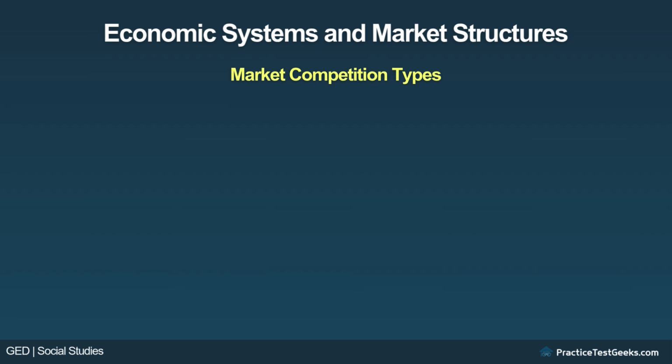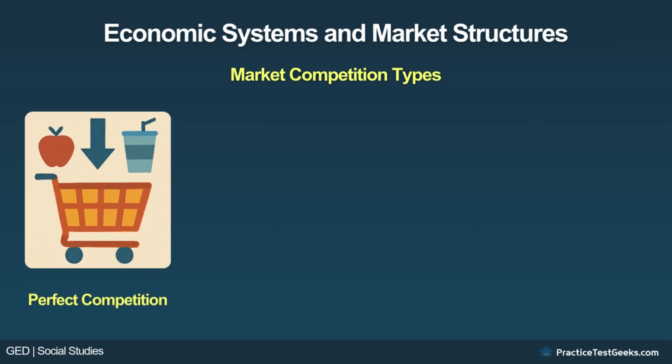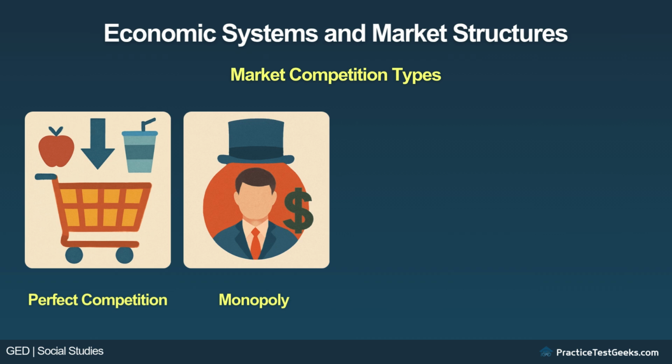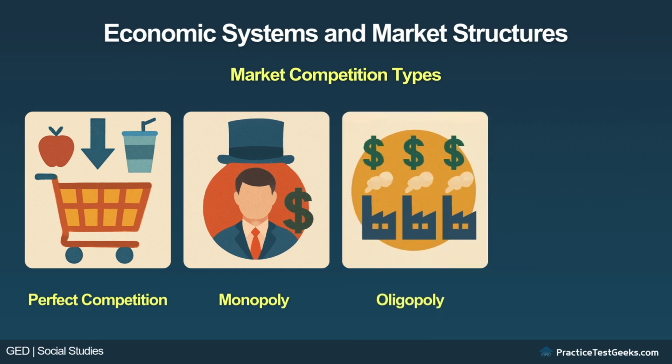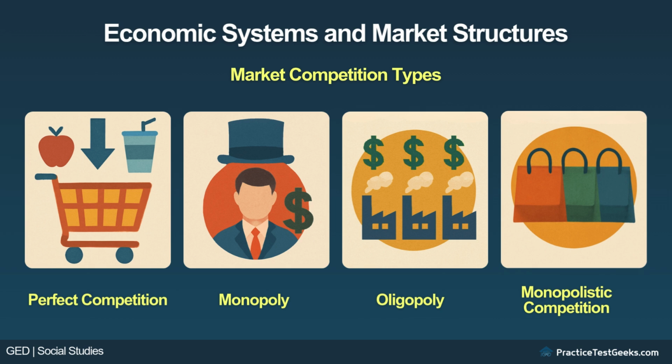Market competition types. Understanding the different types of market structures can help you recognize how businesses operate. Perfect competition. Many sellers, identical products, easy entry and exit. Monopoly. A single seller controls the entire market. Oligopoly. A few large firms dominate the market. Example, airlines, telecommunications. Monopolistic competition. Many sellers offer slightly different products, allowing for consumer choice.